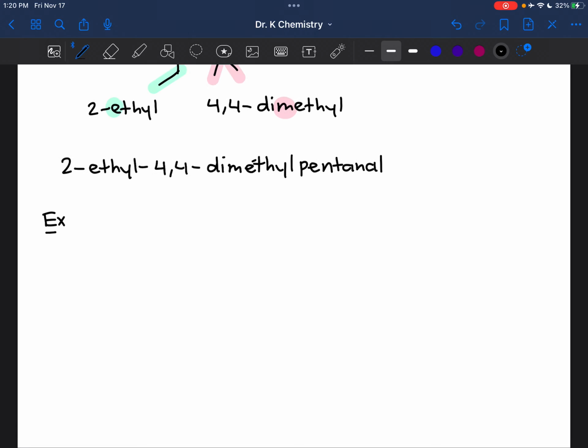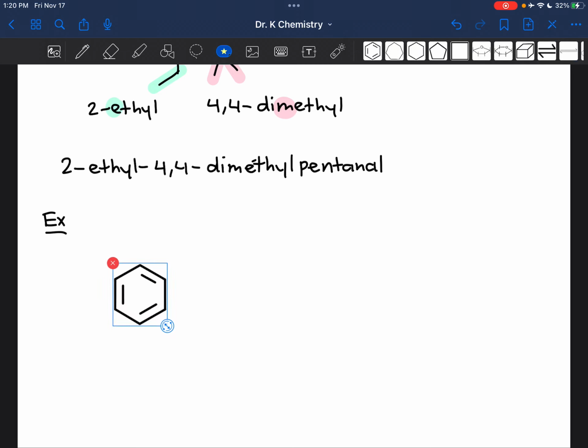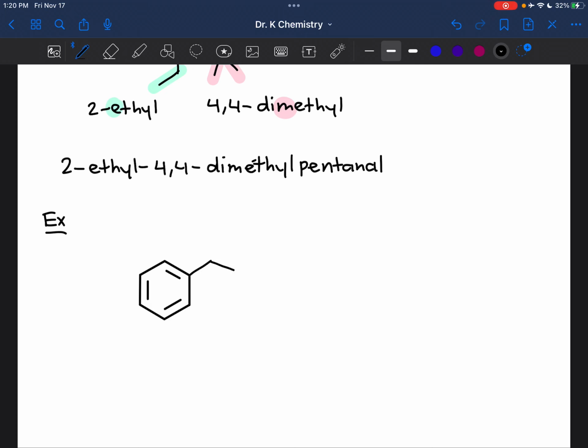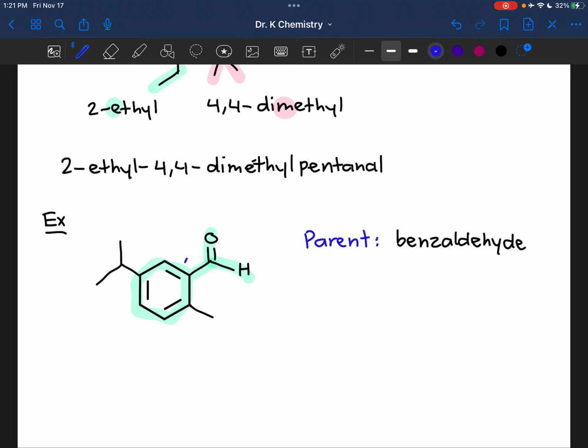Let's try one aromatic one. All right. There is definitely an aromatic aldehyde here, which means right off the bat, the parent name is benzaldehyde. And the carbon directly attached to the aldehyde gets carbon 1. And then I need to decide whether I'm going to number clockwise or counterclockwise. If I go counterclockwise, the next substituent is on carbon 3. If I go clockwise, the next substituent is on carbon 2. So I prefer that option. And I will continue down the chain.